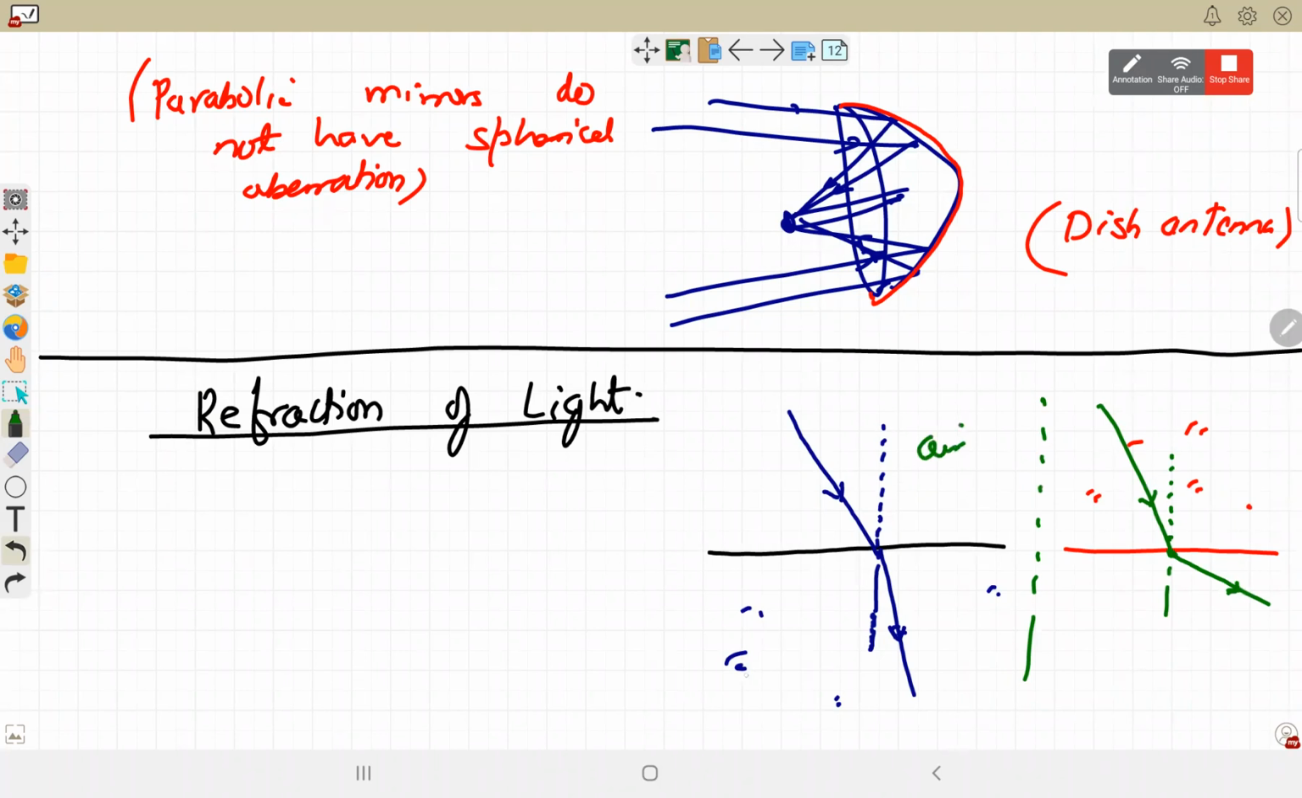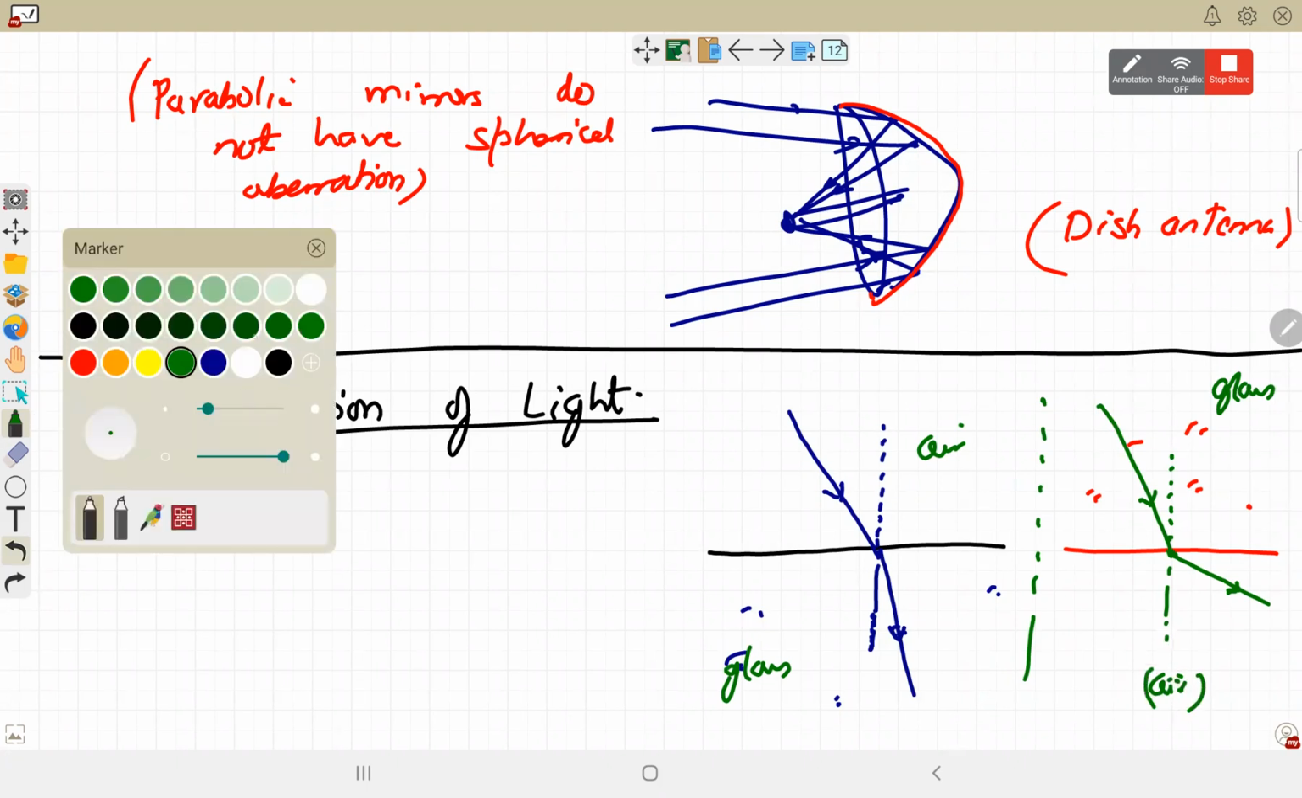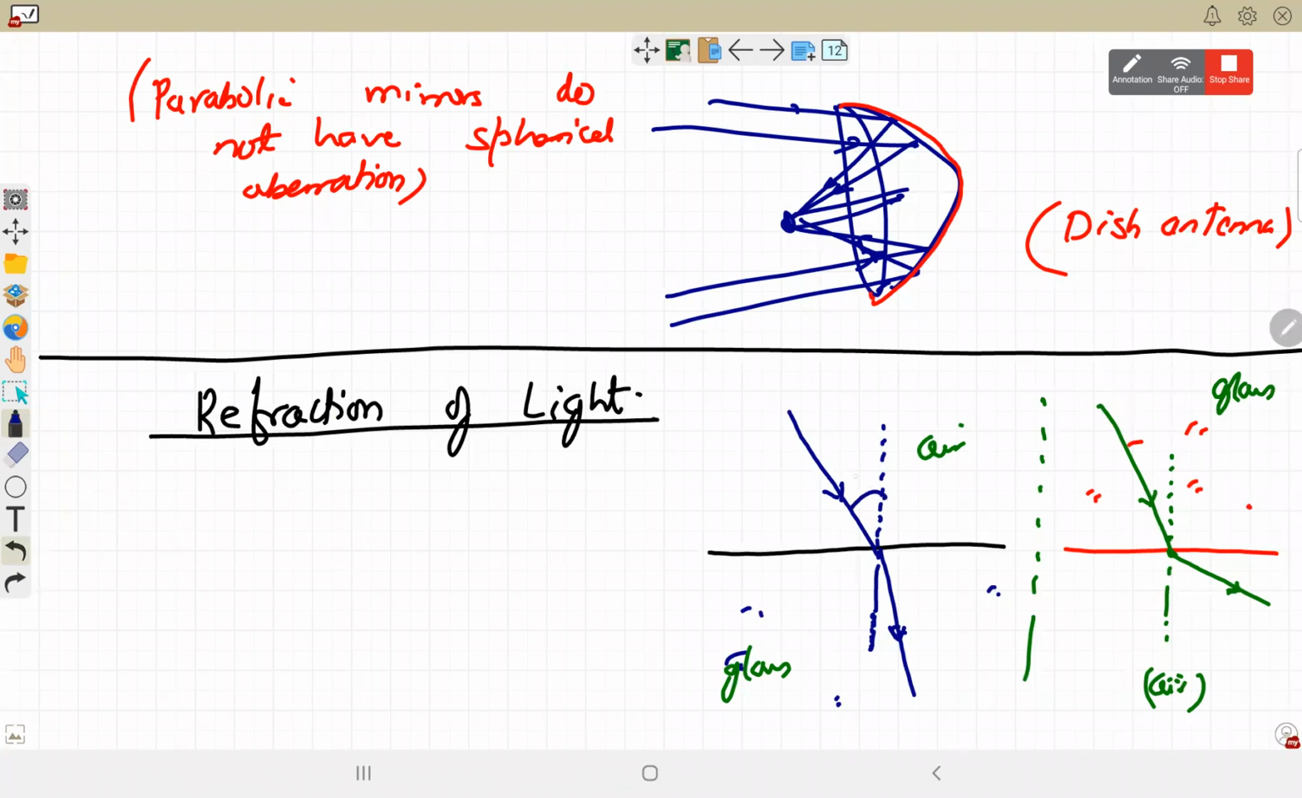Air to glass. And from glass to air. Angle I, angle R, angle I, angle R. So first let's understand the phenomenon. What is the phenomenon? If you want to write, please write.